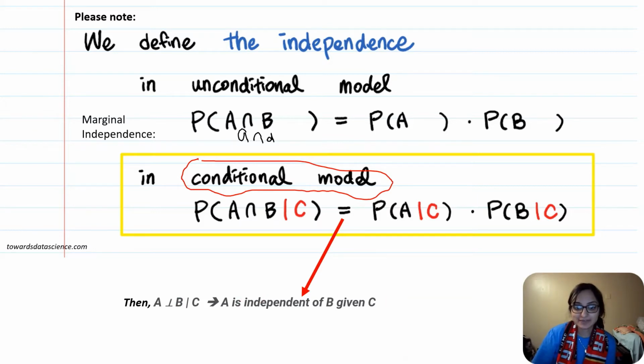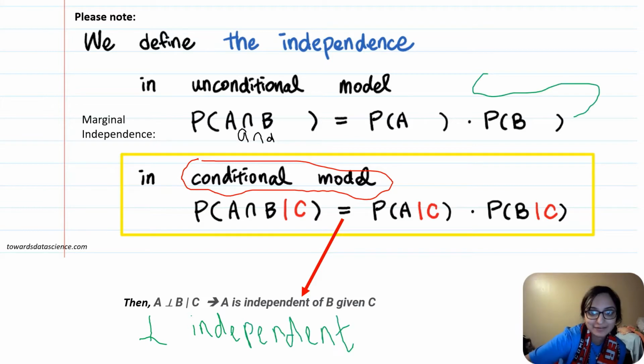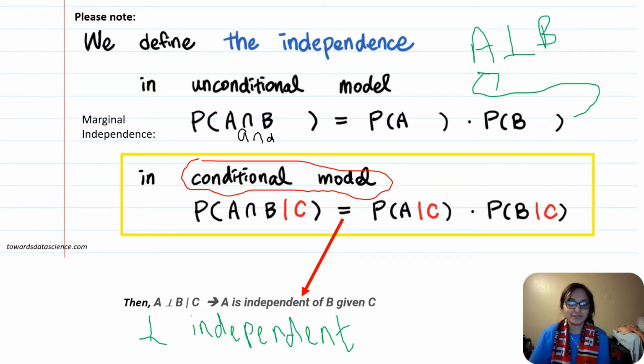So this term right here means independent. You could just say that A is independent of B. And from this one right here, we can see from the conditional model that A is independent of B given C.